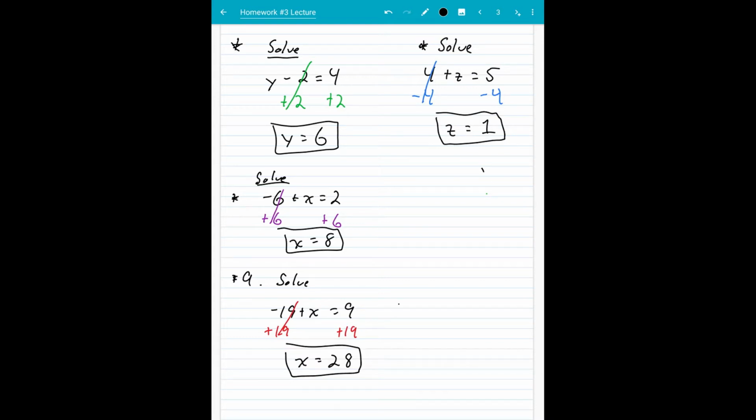So these are all what we call one-step equations. If we look at number 11 on the homework, it's a little different. It's got extra steps in it. It still wants us to solve, so we're still going to solve. It says 4x minus 9 equals 3x plus 1. A lot more numbers involved.